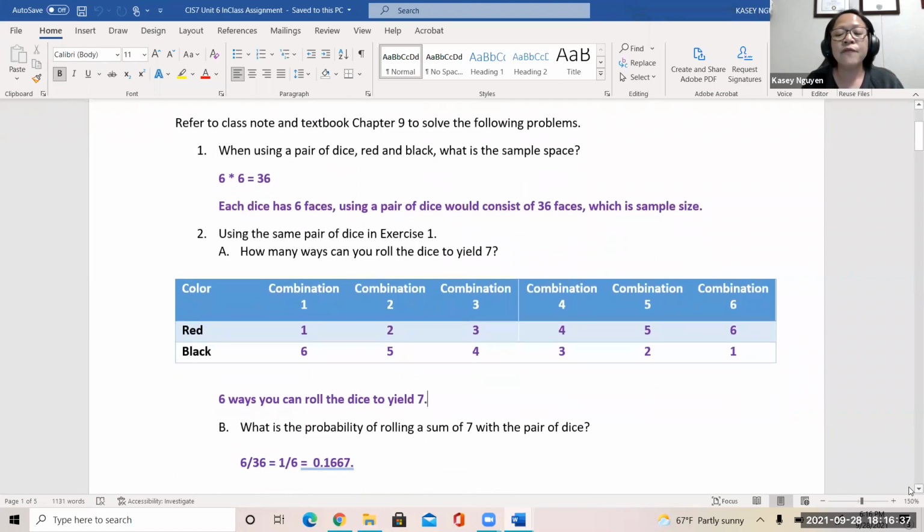Okay, so first what you want to do is to find the sample space. The second step is to look at the number of combinations to yield a certain event. Then you would take the number of combinations and divide it by the sample space. Then you would get your probability.